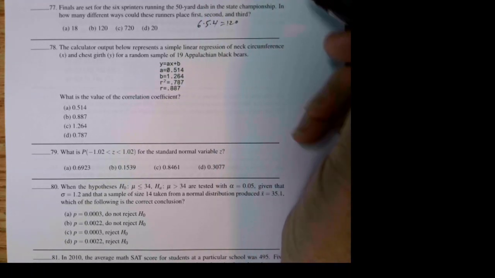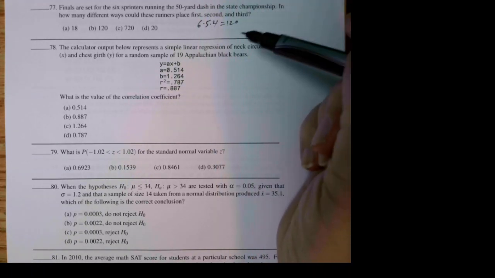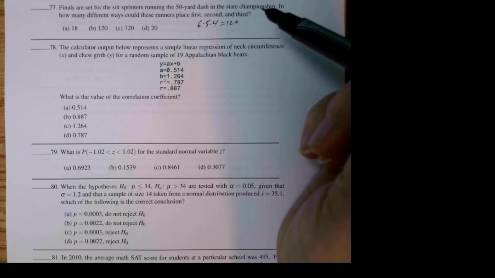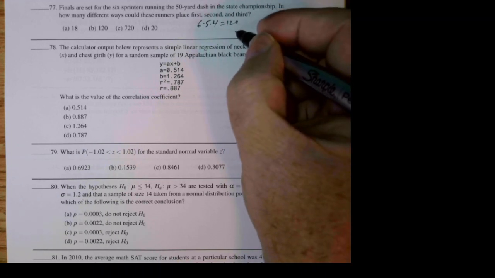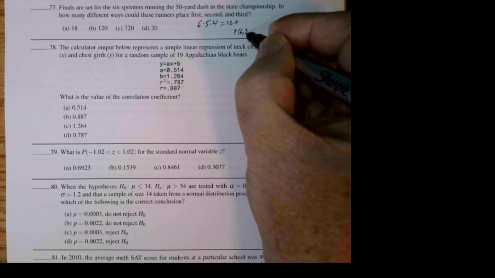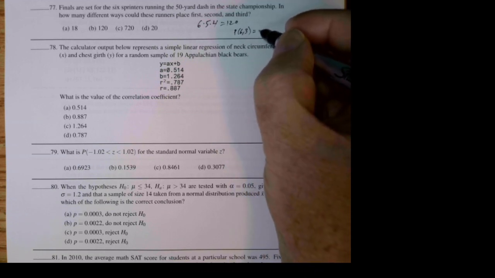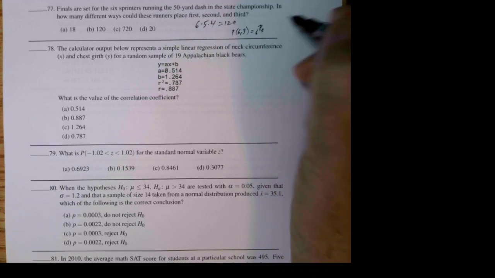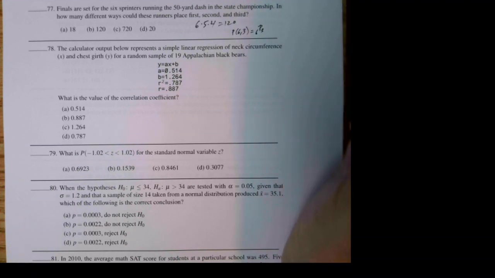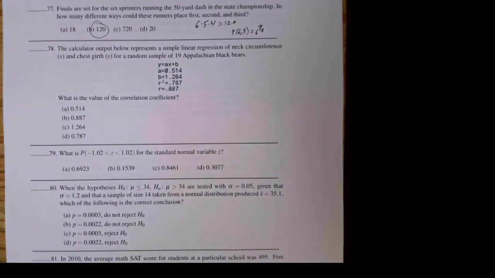You could also think, well, I'm choosing 3 sprinters out of 6 where order matters. So that would be P of 6, 3, also written 6P3, and you could use that nPr function in the math probability menu, right? And you would get the same answer, 120.